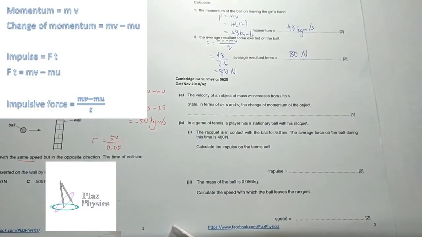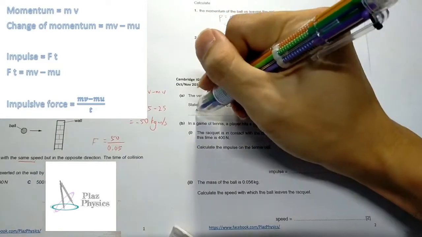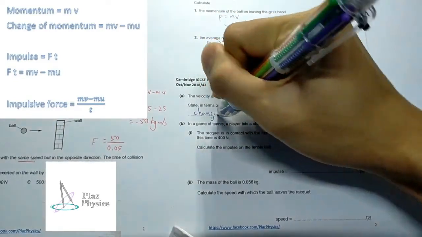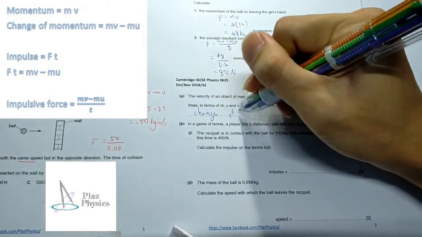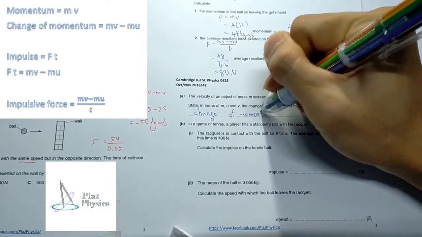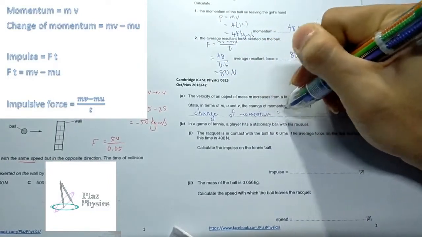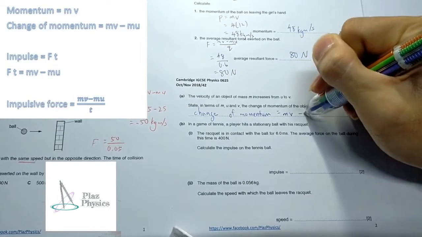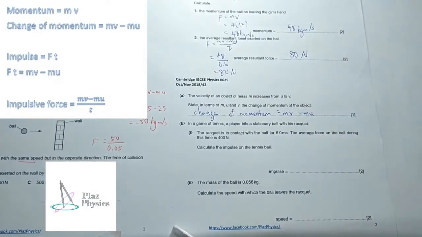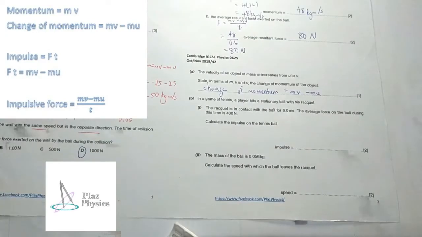Now for the next question. Okay, we want to write the equation in terms of mu and v. Change in momentum is just equal to mv minus mu, final momentum minus initial momentum. Okay, now in the game, the question asks for impulse.